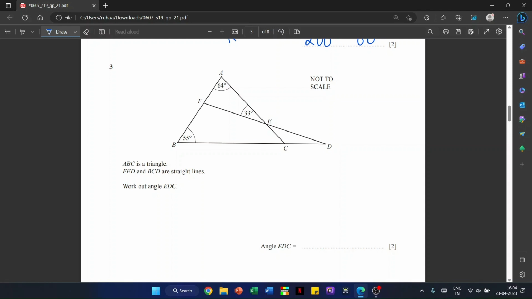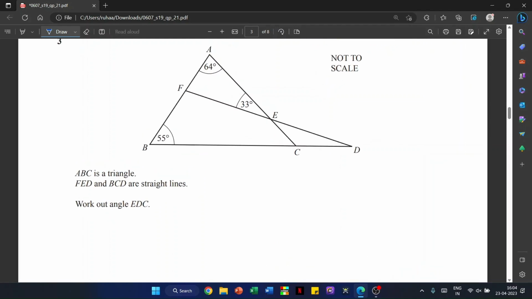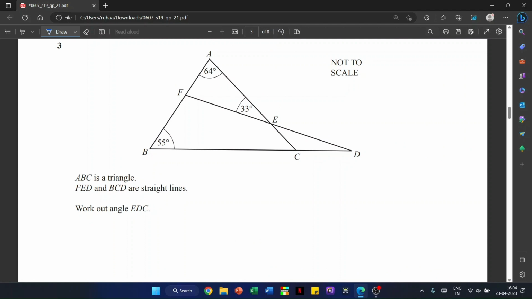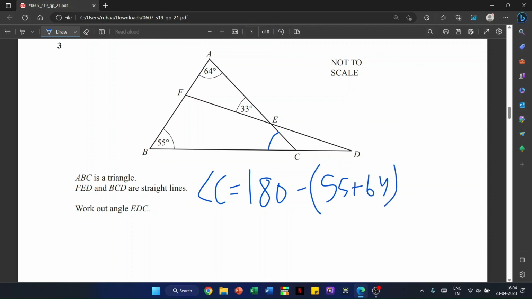Now over here, ABC is a triangle, FED and BCD are straight lines. Now we need to find out the angle EDC. So this is also pretty straightforward. If we take triangle ABC, then angle C is going to be 180 minus 55 plus 64. So 180 minus 55 plus 64: 50 plus 60 is 110, plus 5 plus 4, 119. And this is going to be 61 degrees.